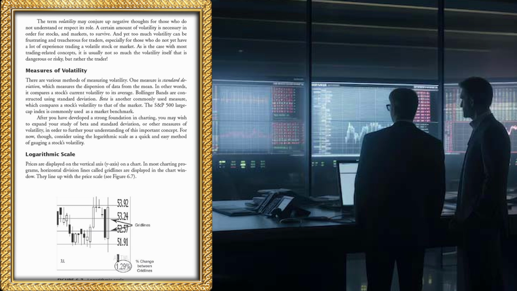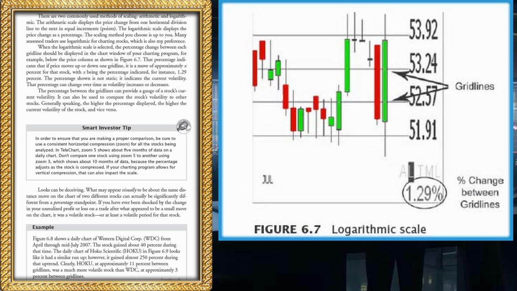For now, though, consider using the logarithmic scale as a quick and easy method of gauging a stock's volatility. Logarithmic scale prices are displayed on the vertical axis, the y-axis, on a chart. In most charting programs, horizontal division lines called grid lines are displayed in the chart window. They line up with the price scale. See Figure 6.7.